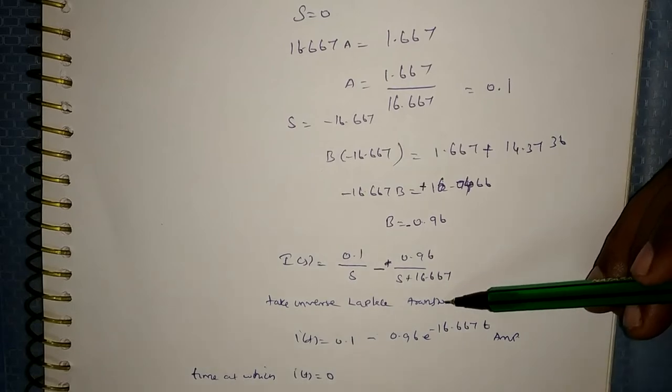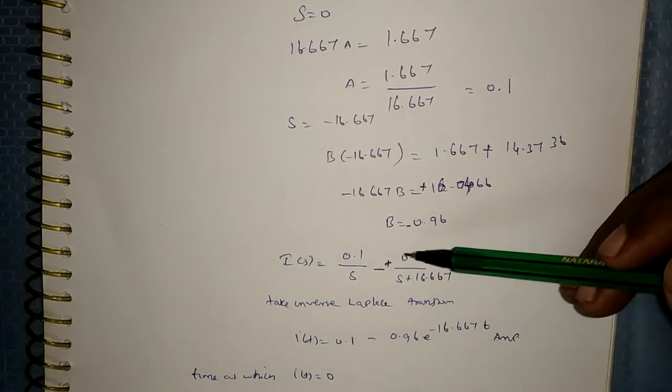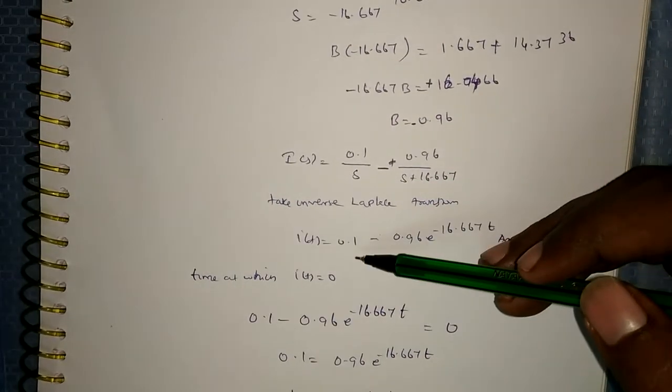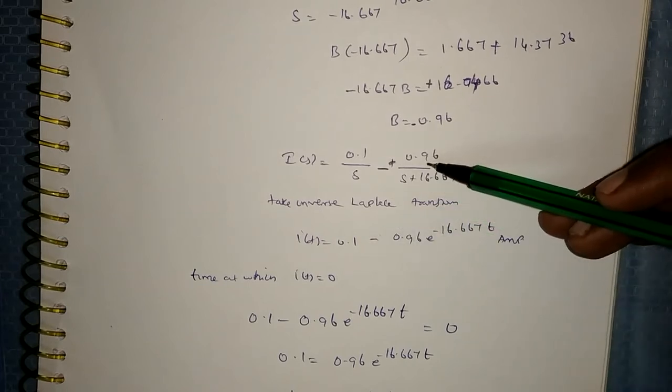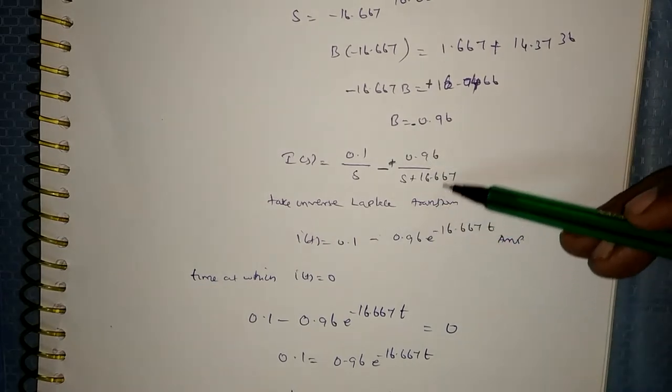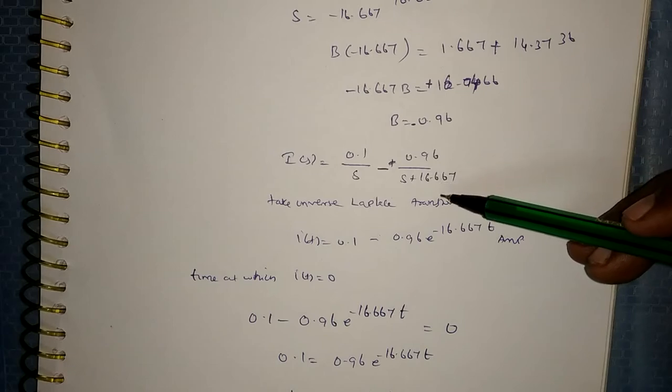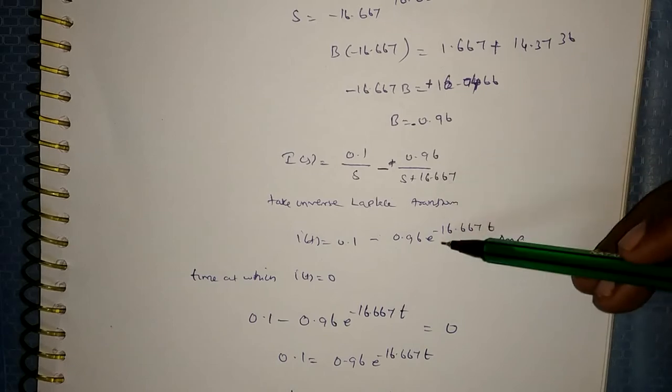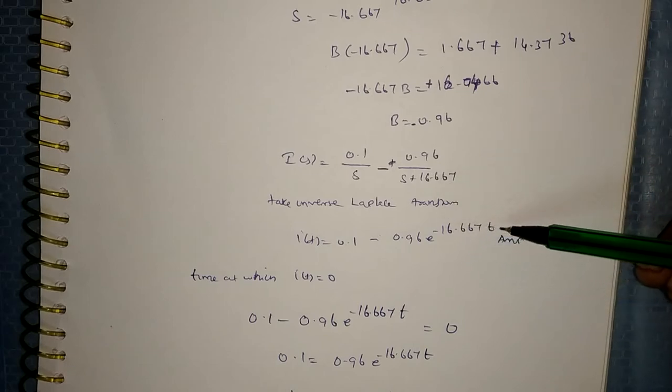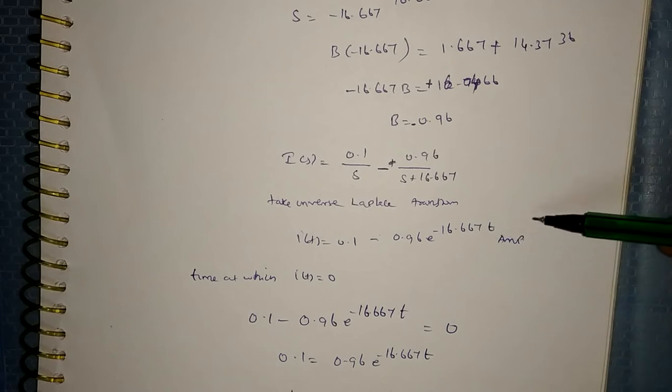Take the inverse Laplace transform. 0.1 by s can be written as 0.1. 0.96 stays as 0.96. 1 by s plus a can be written as e power minus a t, so we get e power minus 16.667 t amperes.